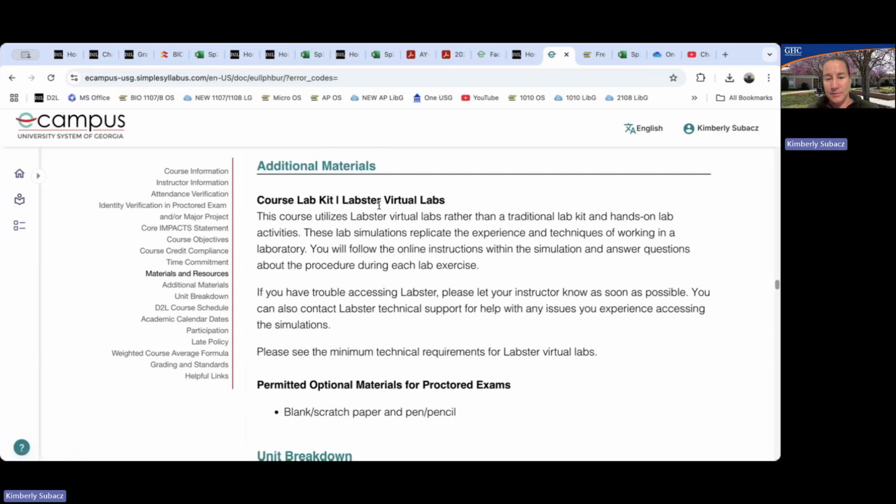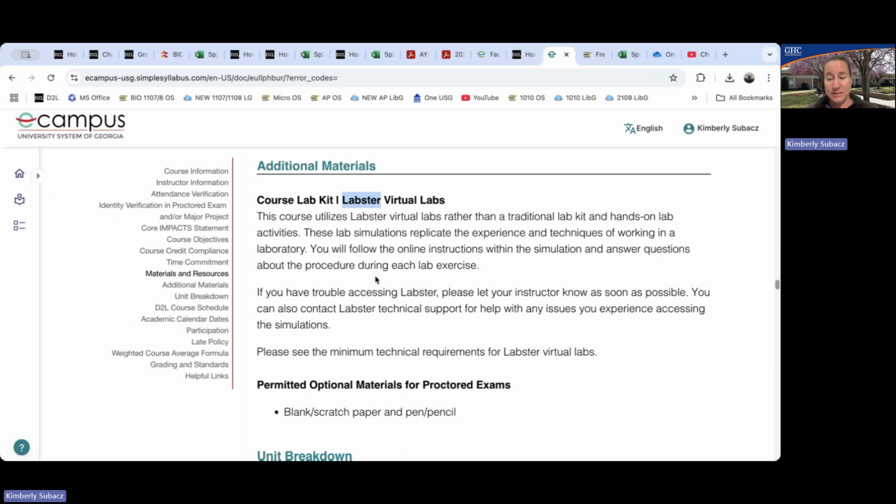Additional materials, Labster. So you're going to need a device that can operate Labster. So please, within this first week, log into the lab and just start one of the lab exercises. Start lab safety, please. Just get in this first week before Friday if you're at Georgia Highlands. We have add/drop the entire first week, Monday through Friday, until Friday, what is it, the 19th, where you can do add/drop. No, it's the 17th. If you're at Georgia Highlands.